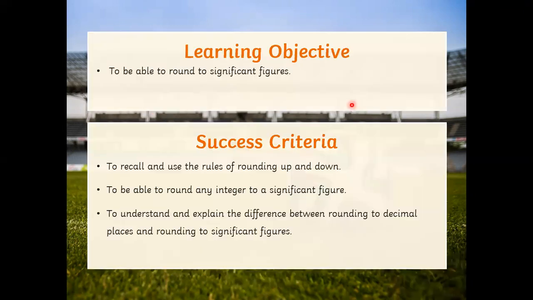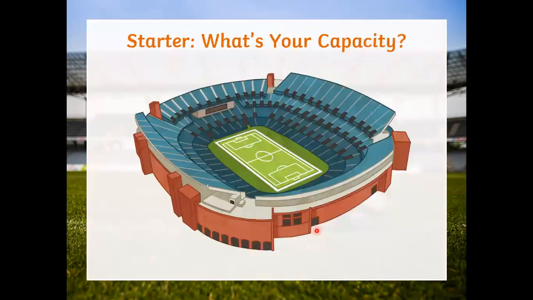I'm James, and today we're going to be doing a maths lesson focusing on rounding to significant figures. So the learning objective for today is to be able to round to significant figures, and the success criteria: to recall and use the rules of rounding up and down, to be able to round any integer to a significant value, to understand and explain the difference between rounding to decimal places and rounding to significant figures.